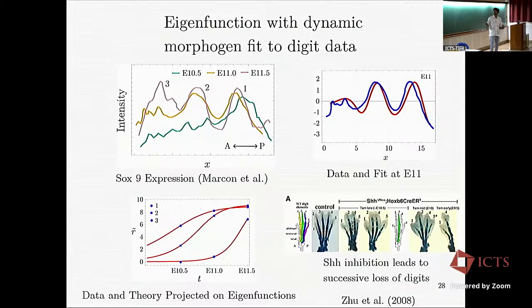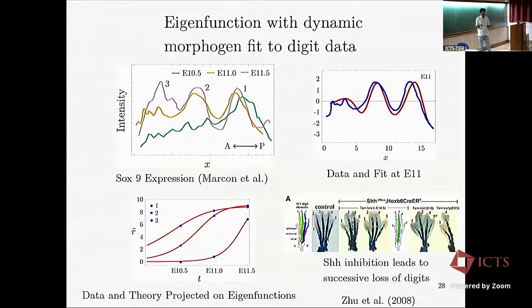So now I'm just showing you the SOX9 data at 3 different time points, and a fit using our eigenfunctions at one of those time points. It's not a lot of data at present, but you can do a good job of capturing what exists with these kinds of low dimensional models.